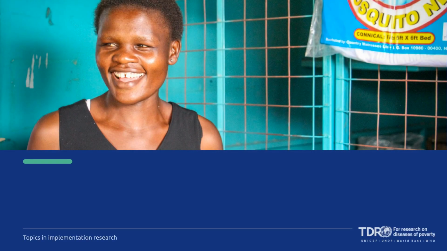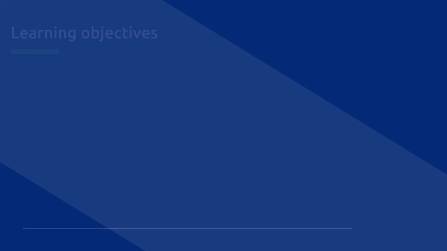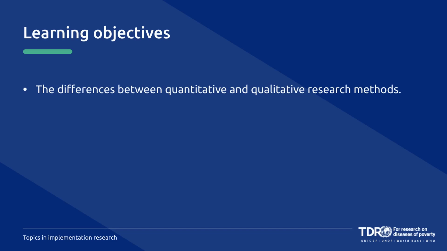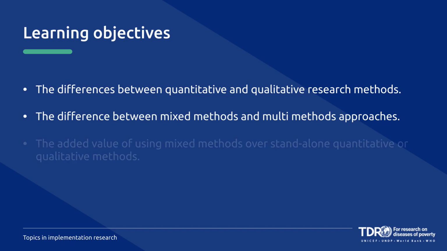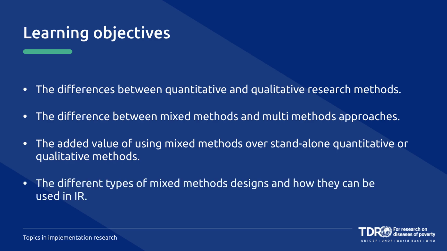Welcome to our 9th chapter in this series, where we will be learning more about mixed methods in implementation research. In this chapter, we will be learning about the differences between quantitative and qualitative research methods, the difference between mixed methods and multi-methods approaches, the added value of using mixed methods over standalone quantitative or qualitative methods, and the different types of mixed methods designs, and how they can be used in implementation research.